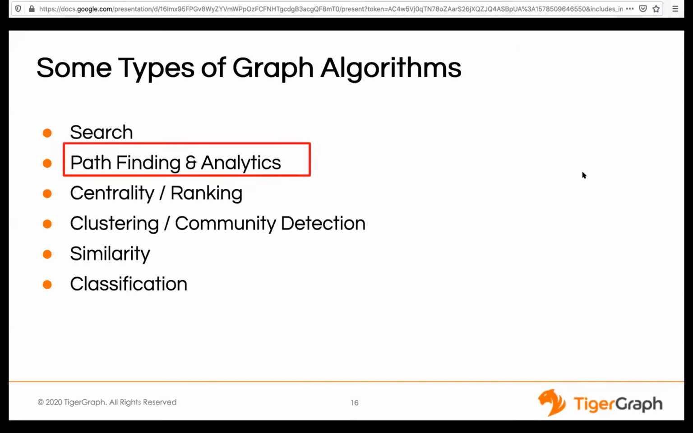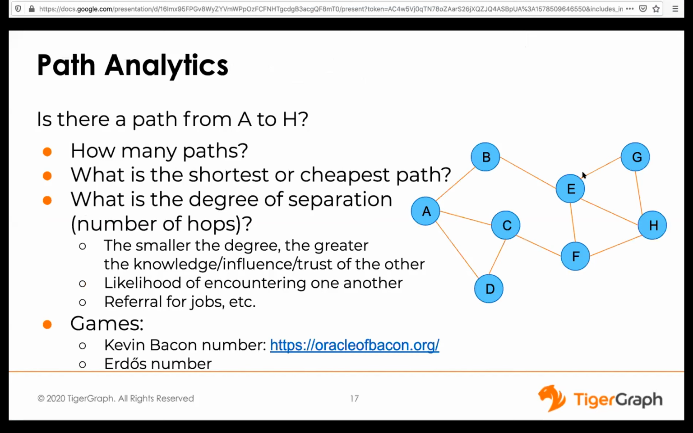And in the future, we'll be talking about some of those other topics. Okay? Now, here are just some of the questions you can ask and answer. So first of all, you can see with this small sample graph, 8 vertices, you can comprehend the whole thing.